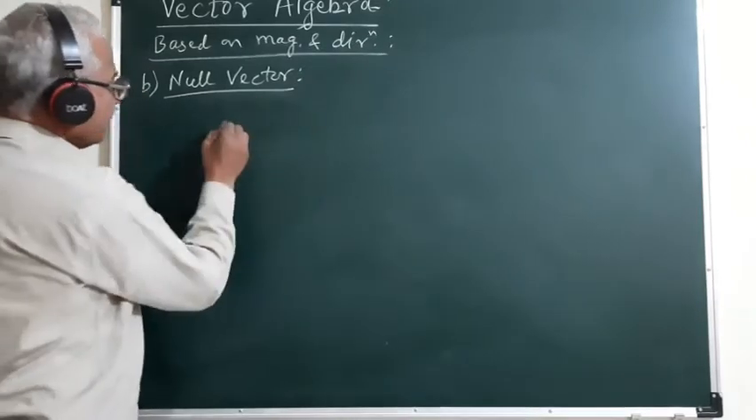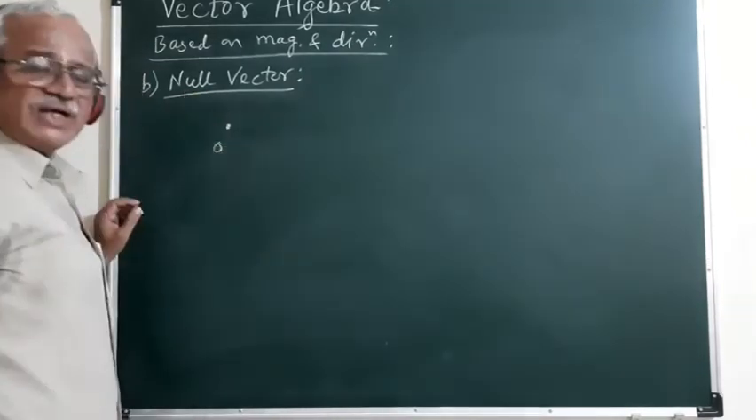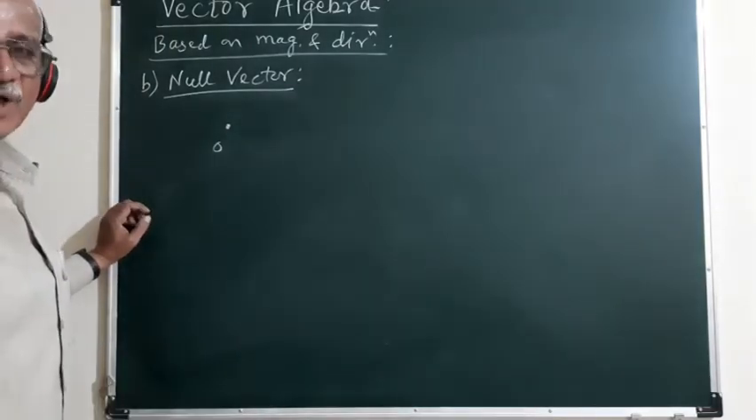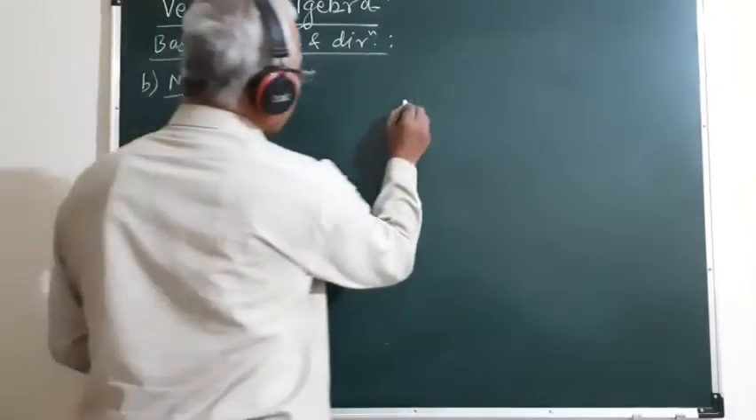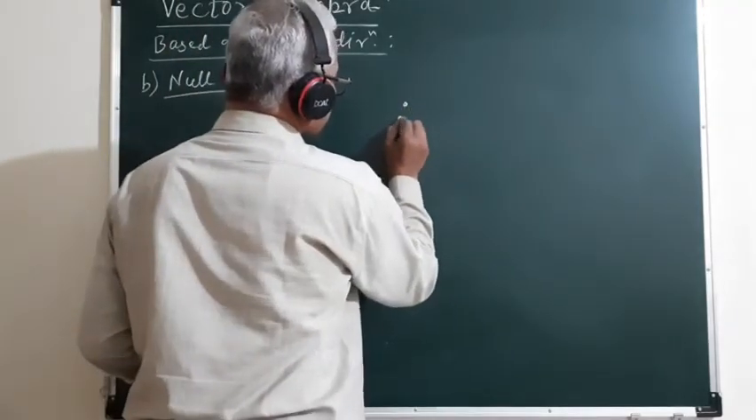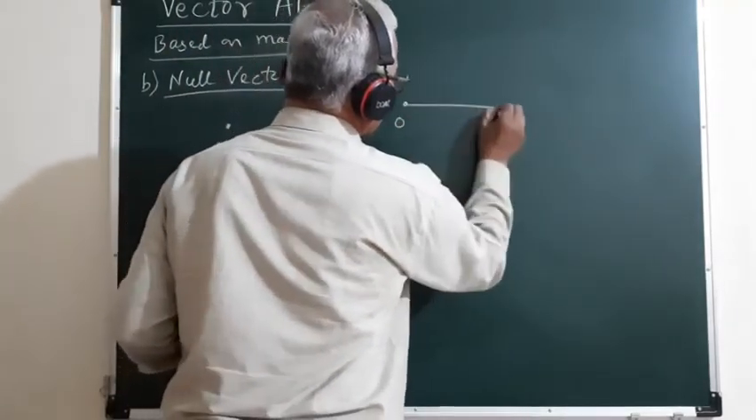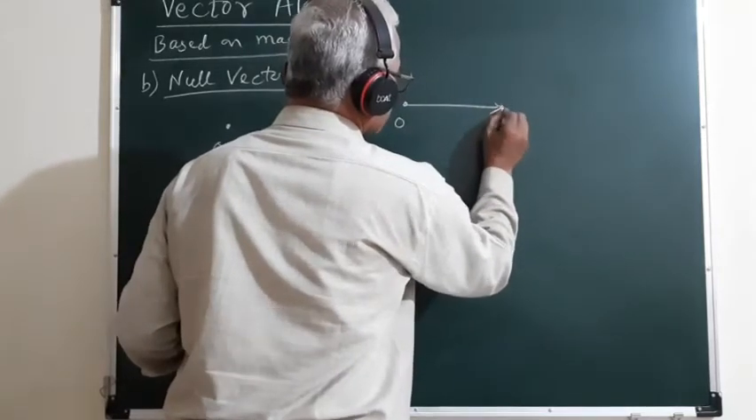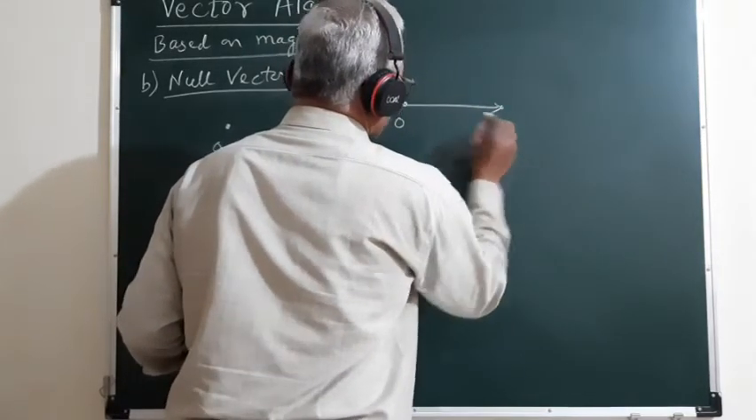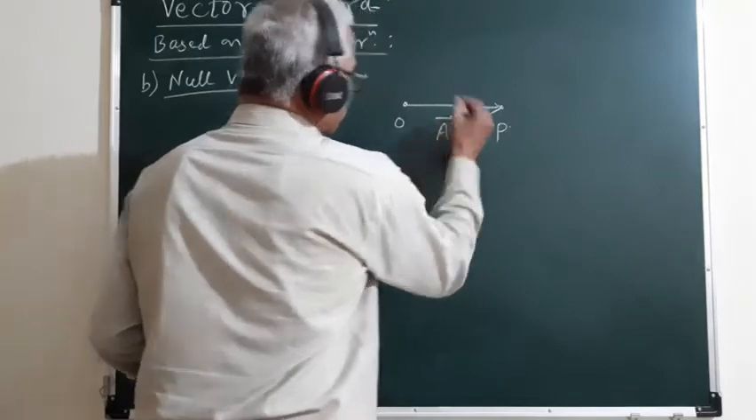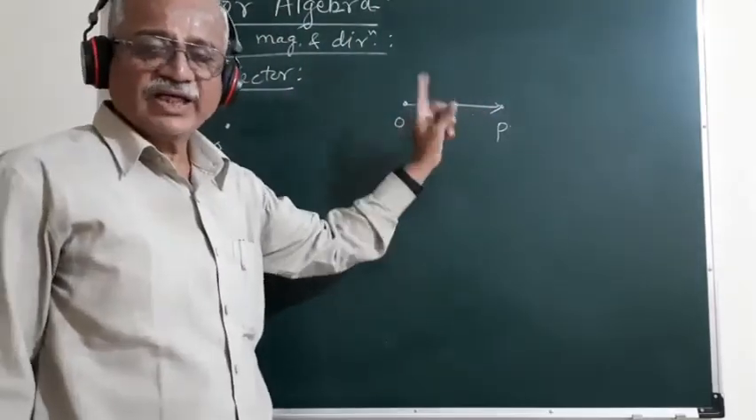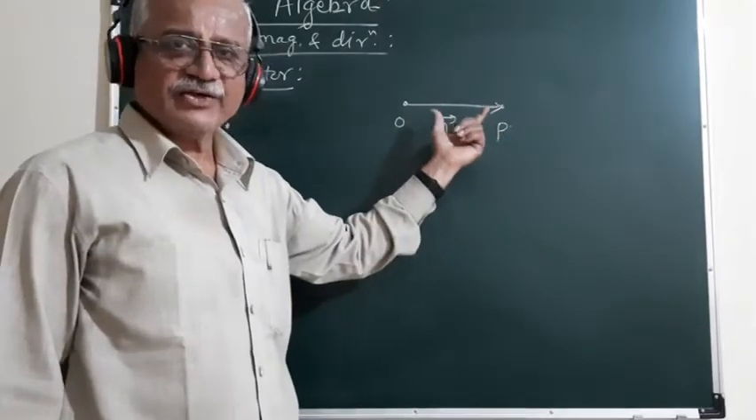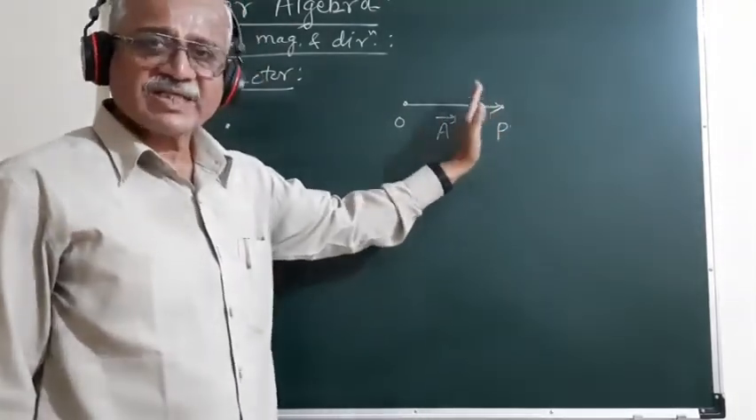and the final point coincide with each other, if the starting point of a vector and the end point of a vector coincide. Suppose we have a vector a bar. So this is the starting point of the vector a bar and this is the final position of the vector a bar. Then this vector a bar has this much magnitude. The length of this vector represents the magnitude and this arrowhead represents the direction.